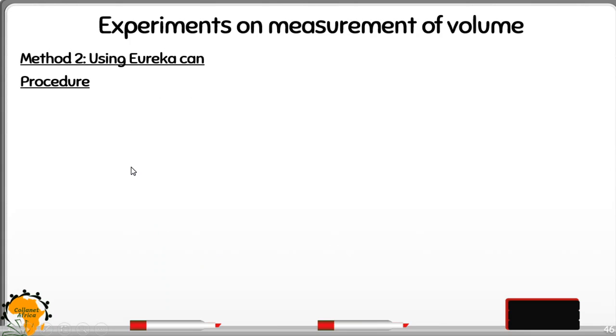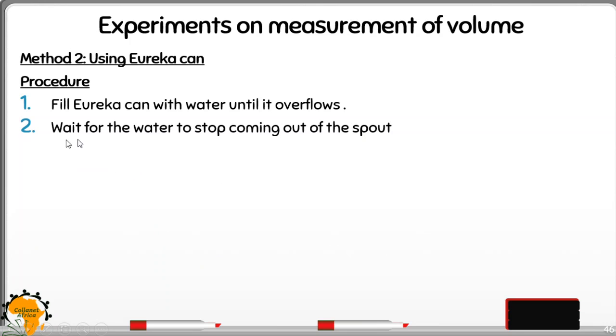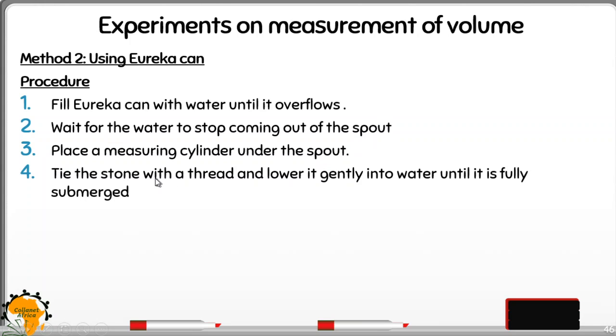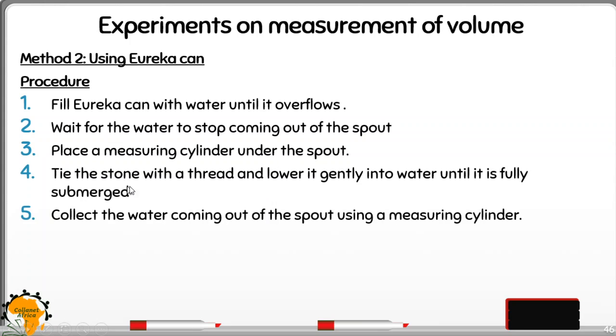We are using a Eureka can. We fill the Eureka can with water until it overflows. Then you wait for the water to stop overflowing. Remember, a Eureka can has a spout. Then place the measuring cylinder under the spout and tie the stone. The stone is what you want to measure its volume. You lower it gently.